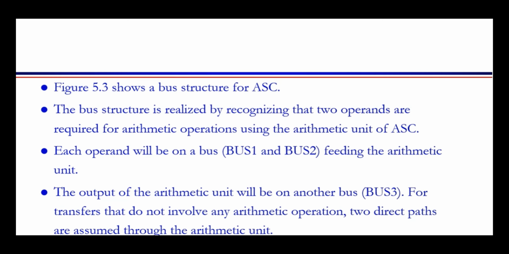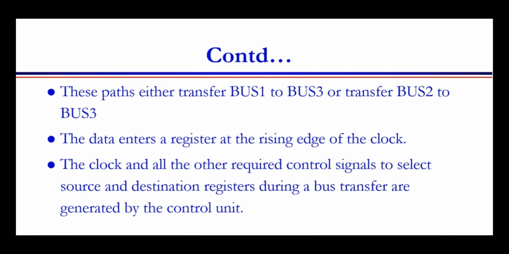So for transfers that do not involve any arithmetic operations, there will be two direct paths which will be assumed through the arithmetic unit. So these paths will be either transferred through bus number 1 to bus number 3, or from bus number 2 to bus number 3. The data enters a register at the rising edge of the clock. The clock and all other required control signals to select source and destination registers, which will be used during a bus transfer, are generated by the control unit.